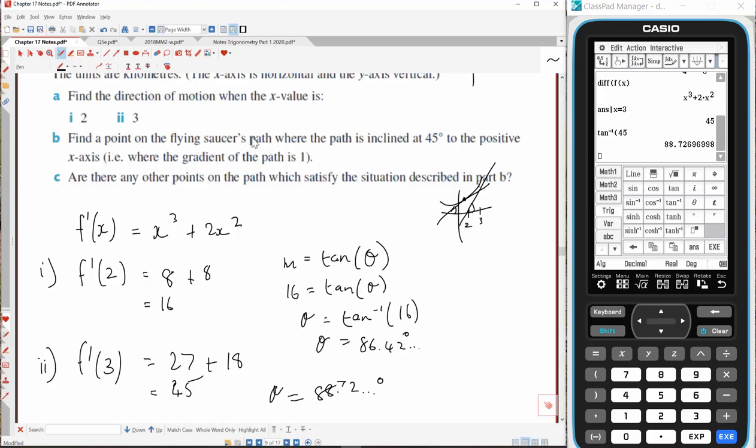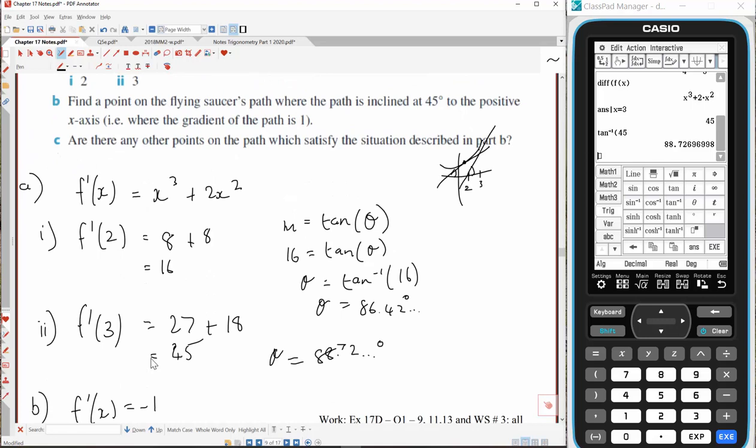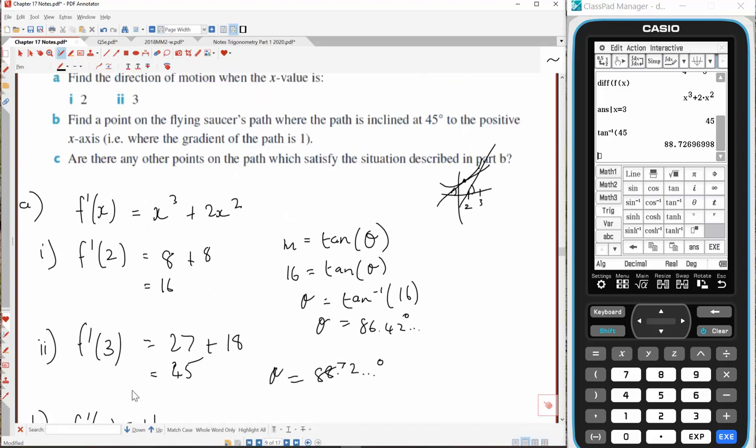Find a point on the flying saucer's path where the path is inclined at 45 degrees to the positive x-axis, i.e. where the gradient of the path is 1. All right, so that's part A done. Part B, we're going to go, hey, gradient function, when are you equal to... no, not -1, +1. When the gradient is +1, because that's a positive.